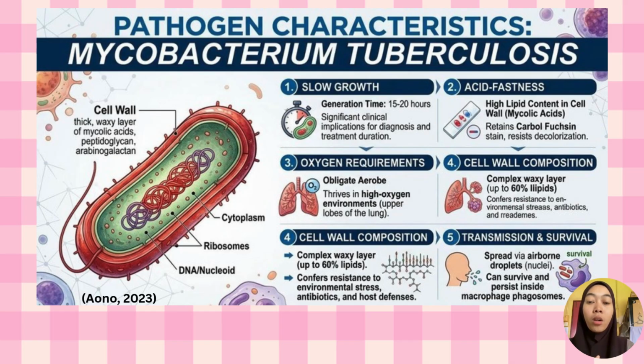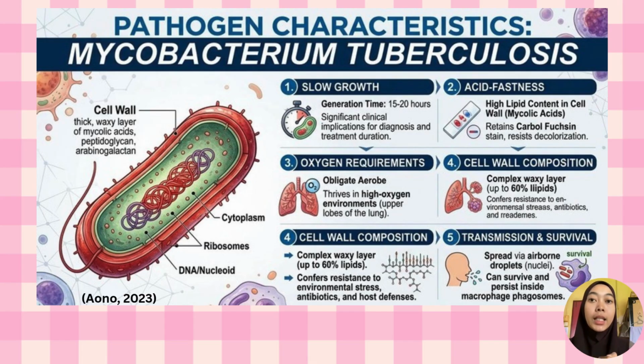Next is the cell wall composition. The cell wall has a complex waxy layer that can contain up to 60% lipid. This unique structure gives the bacterium strong resistance against environmental stress, antibiotics, and the host immune defense. This characteristic also contributes to the difficulty in treating tuberculosis.